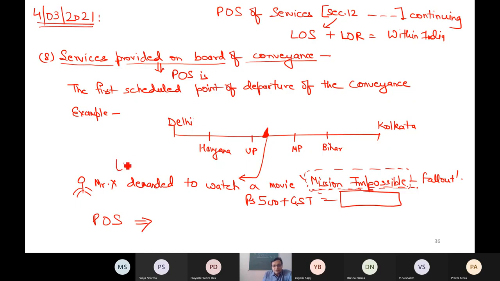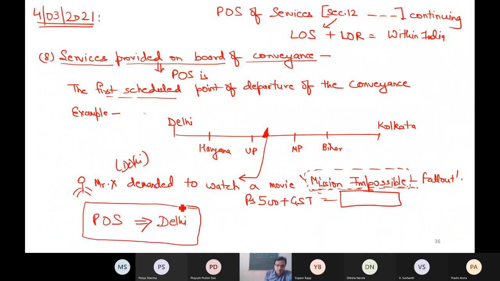Mr. X is from Delhi, Indian Railway, of course, within India, so section 12 is applicable. Now can you tell me what is the place of supply? Any answer? What is the place of supply? So Delhi. Delhi becomes the place of supply. This is what the point is.